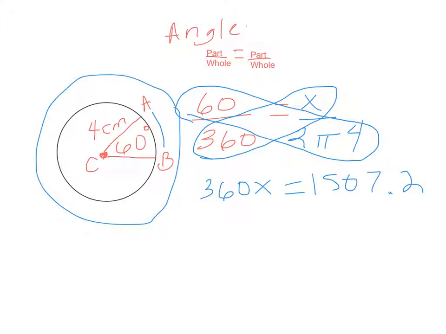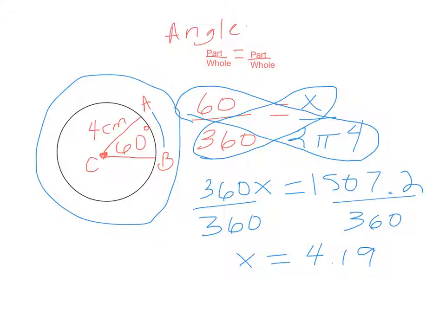And then the last step with a proportion, you cross multiply, and then your last step is going to be to divide both sides by 360. And once I did that, I know that x is equal to 4.19. That is just another way to solve that problem.